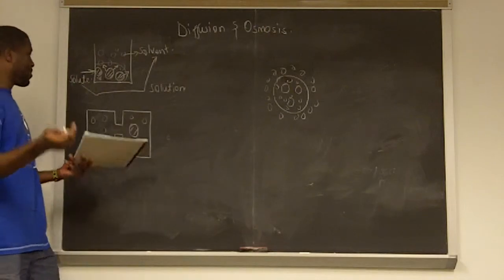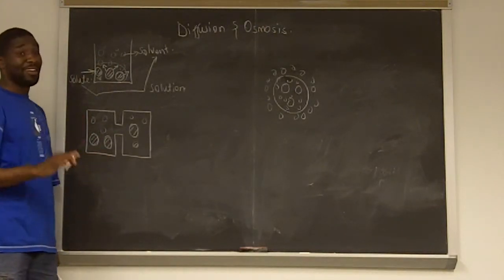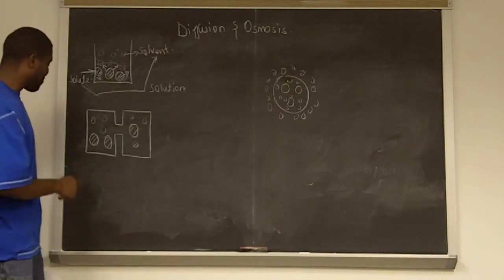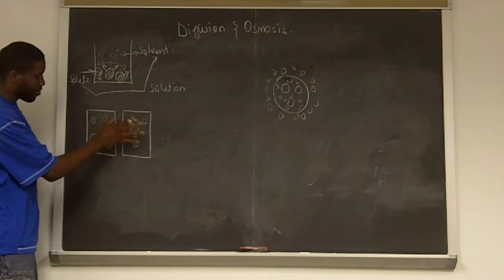Tea is a solution. So this illustration is going to help us define the different kinds of solutions that we have. Let's take 2 containers that have this little connection right here.